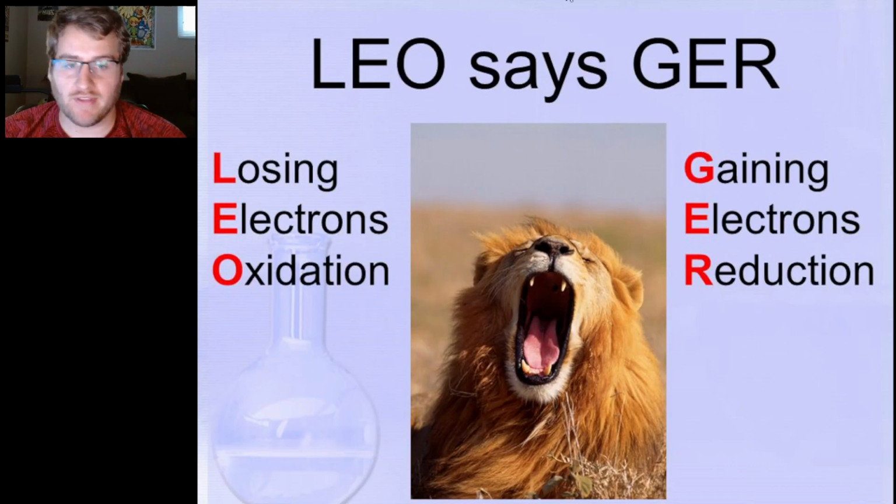The way to remember this, the better way, is with the saying, Leo says grr. Leo. Lose electrons oxidation. Think of Leo, the lion, very powerful. Says grr. That's what lions say. Gain electrons reduction. Okay? Lose electrons oxidation. Gain electrons reduction. Okay? Leo says grr.